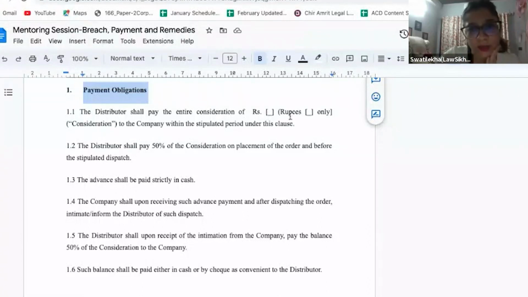Point 13, can one write INR instead of the word cash? Why not, Sandeep? No problem. Yeah, no problem. Right, no issue.